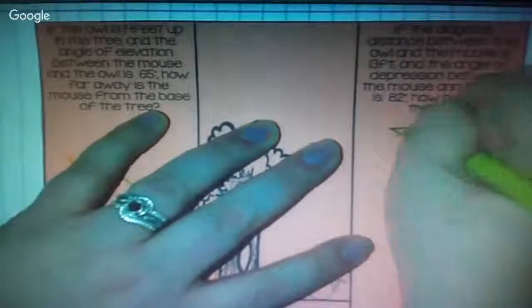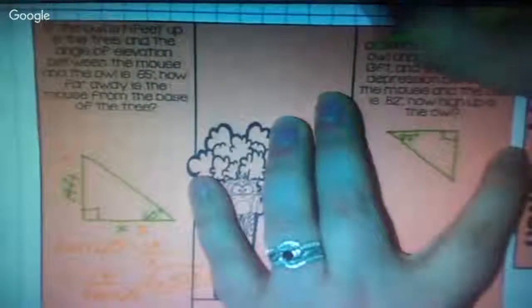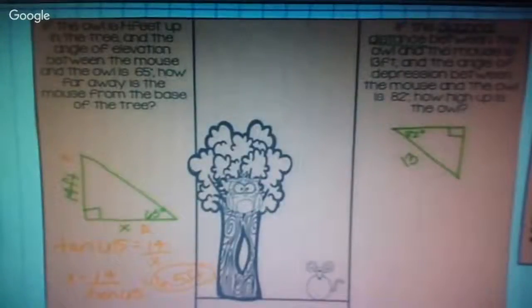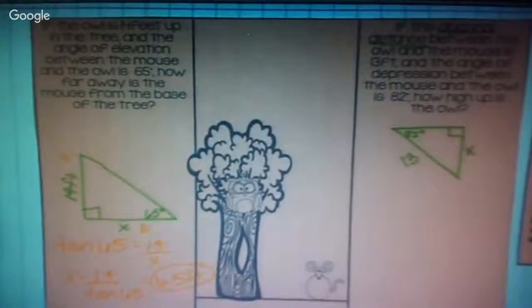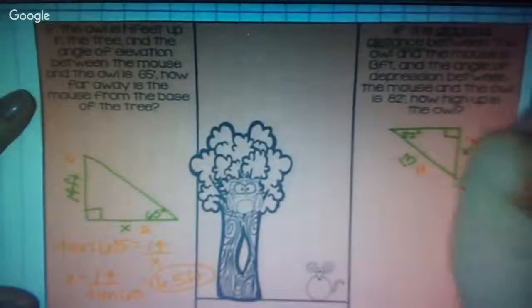Okay, so 82 degrees is from the ceiling down. Where does 13 go? On the end. The hypotenuse. It says diagonal distance. So that's your hypotenuse. Then they said, how high up is the owl? The side leg. So it's adjacent and hypotenuse. Hypotenuse and opposite.